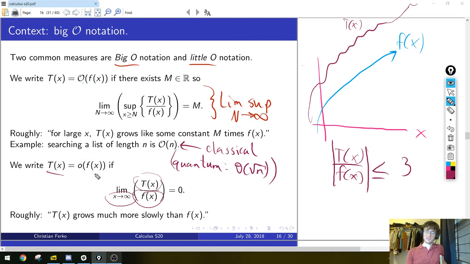So roughly speaking, this says f of x is an upper bound, a strict upper bound, for the time it takes your program to run. T of x grows much more slowly than f of x. So big O is roughly a constant proportionality, small o is roughly a strict upper bound.